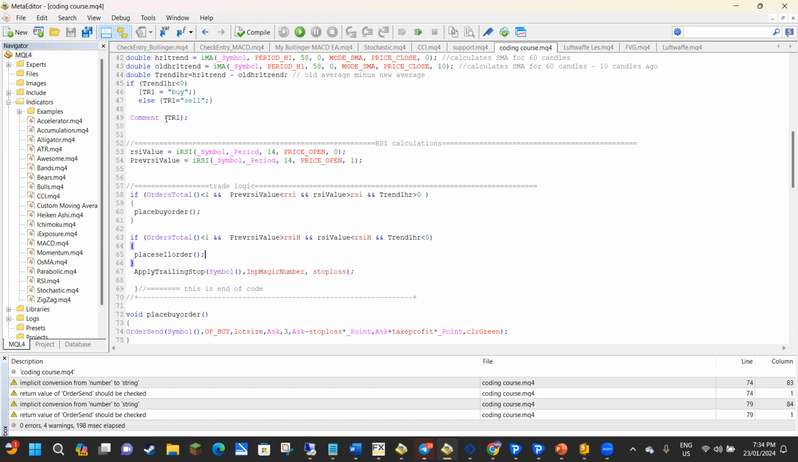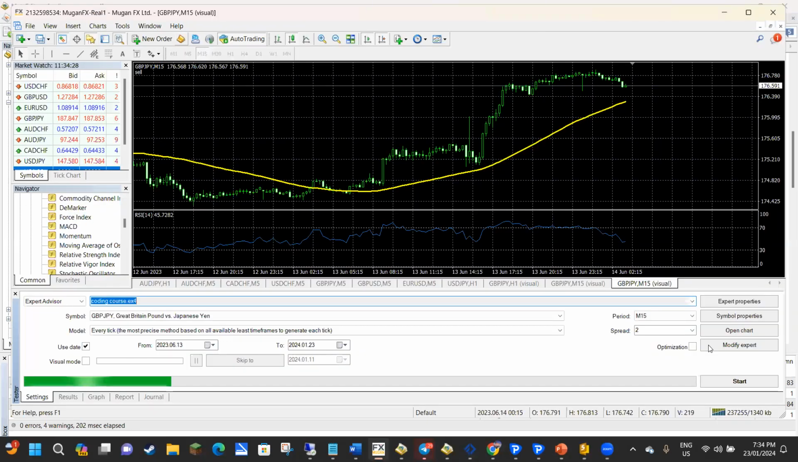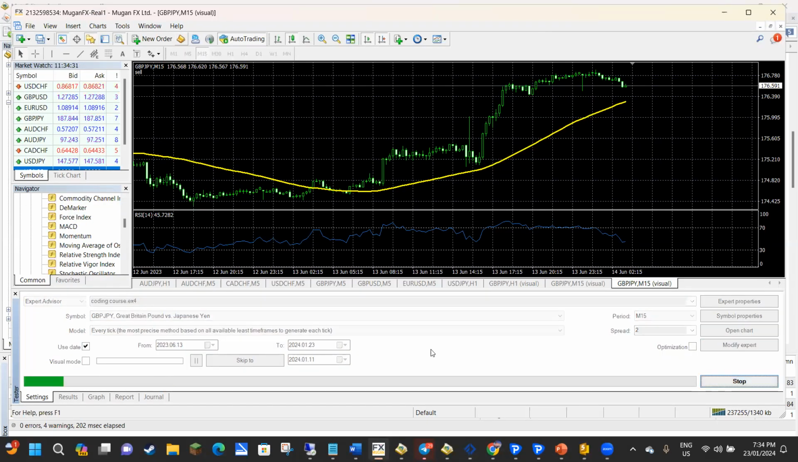So instead of commenting the trend, I might change it to comment the RSI, sorry, the RSI H value. So now we can see if it's going up and below or not. And that'll help us troubleshoot exactly where the issue is. You've got to get good at troubleshooting.